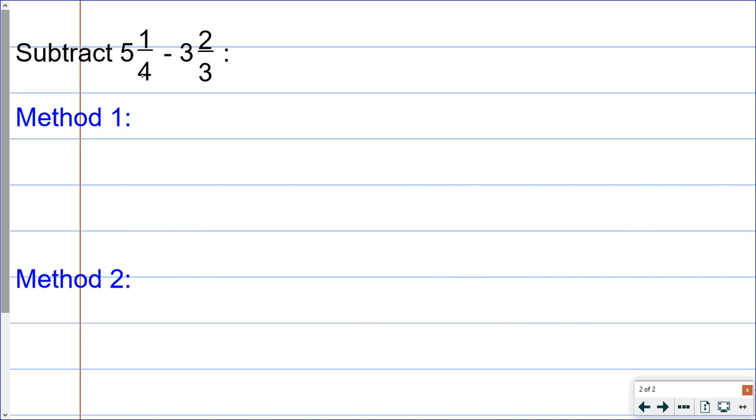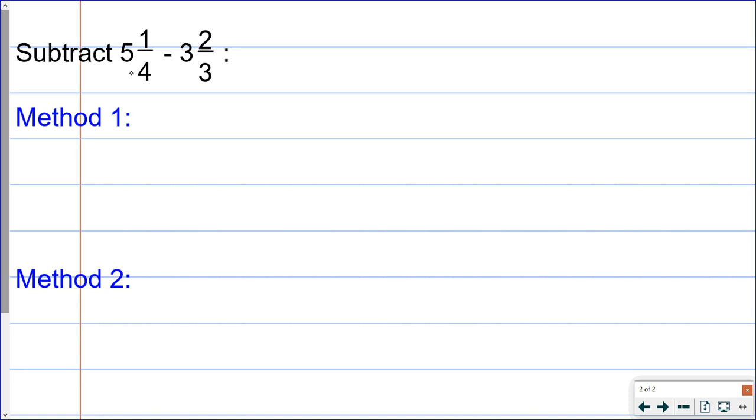All right, so method 1, and this is my preferred method because this always works and it doesn't have any hiccups in it, whereas method 2 requires you to know a trick. Method 1, the only trick you need to know is how to change these into improper fractions. So that's what we're going to do.